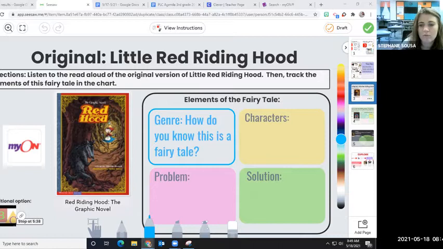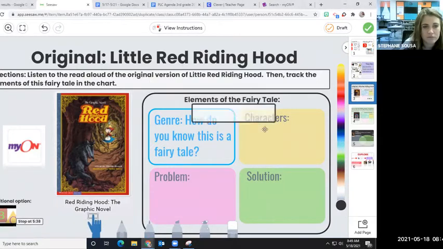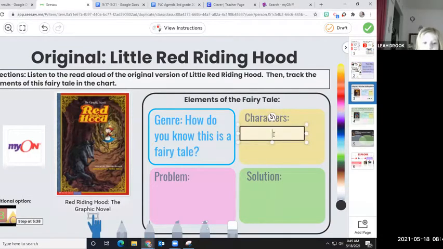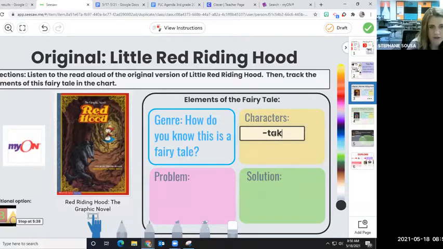Okay. Remember, our fairy tale characters are typically talking animals or royalty. So which one did we have inside of this fairy tale? What do we have, Leah? We had a talking wolf. We did have a talking wolf. Now, let's also focus on who were our main characters.